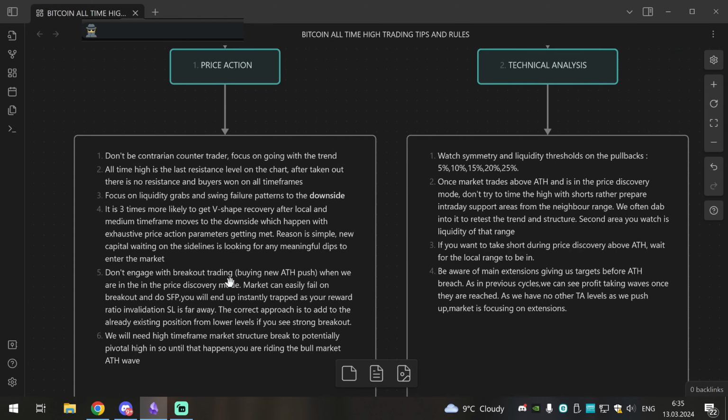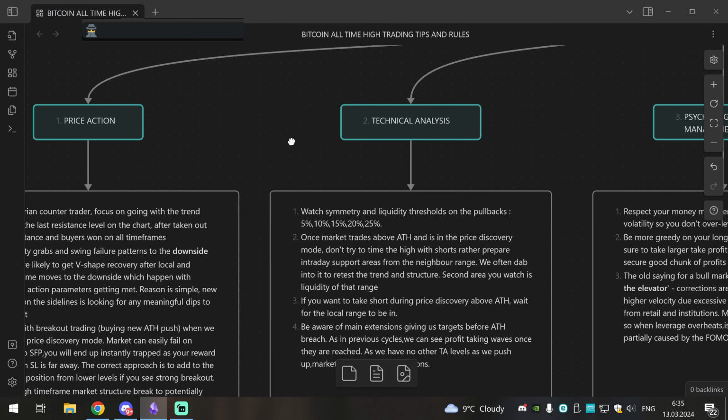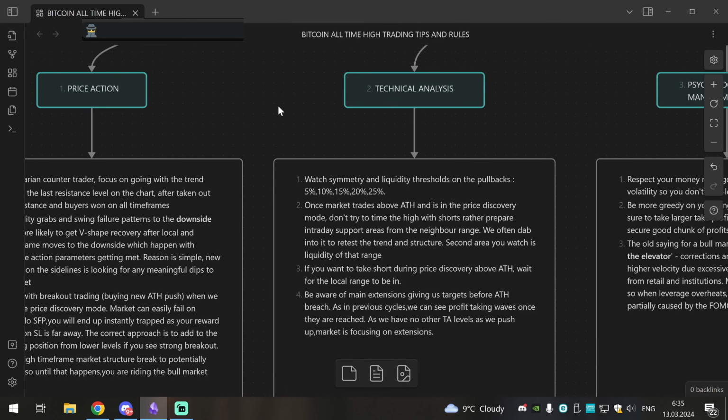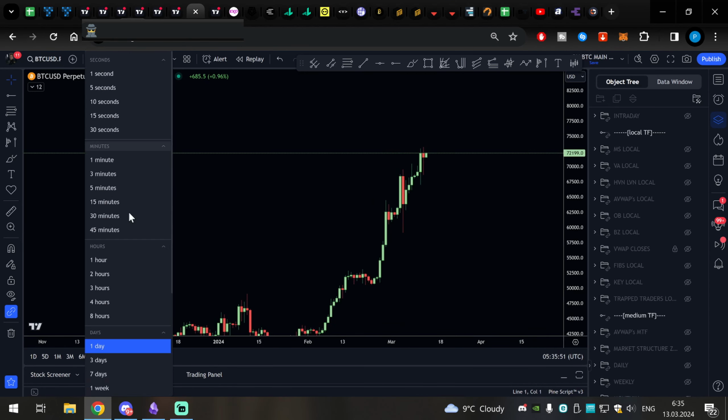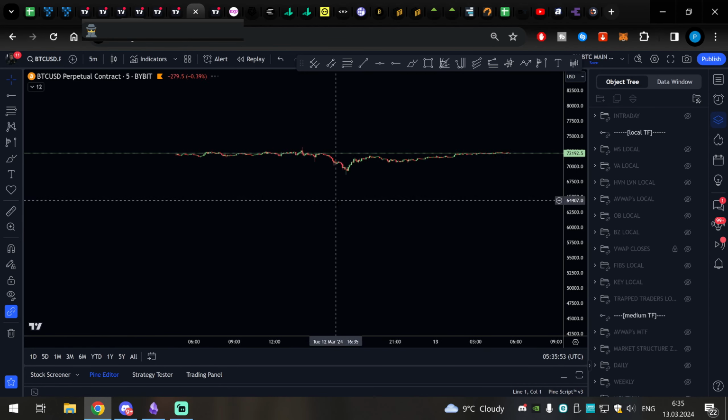So price action, we went over some nice rules. Now we can go to technical analysis. So in the bull market and all-time high trading, you are watching for symmetry and liquidity thresholds on the pullbacks. We are starting with 5%, 10%, 15%, 20 and 25. Again, we can turn off this indicator for exhaustive price action as well. So we go to 5-minute time frame.